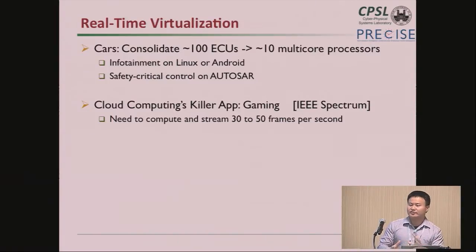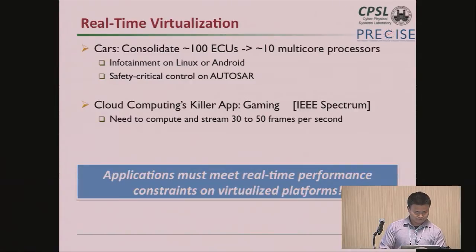Not only embedded systems, we see real-time applications being deployed in a virtualized environment. It's also the trend in cloud computing. For example, one IEEE Spectrum article says the cloud computing's killer application is gaming. And in that article, it says it needs to compute and stream 30 to 50 frames per second to the end user. These applications must meet their real-time performance constraints in a virtualized platform.